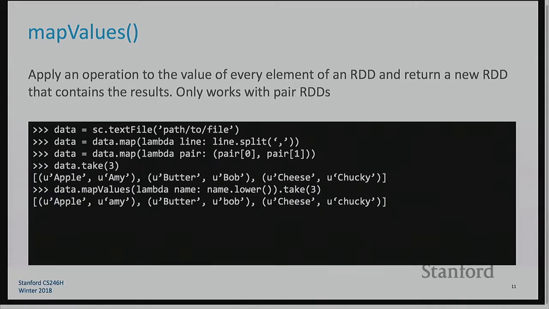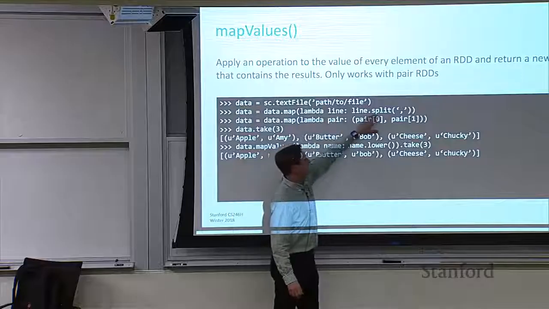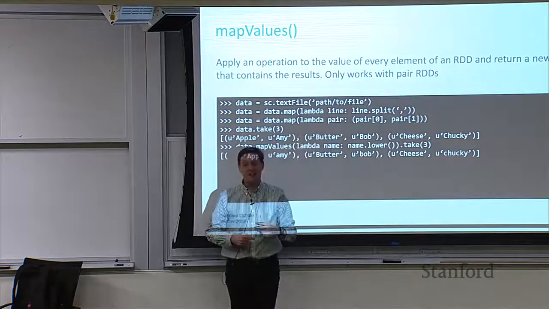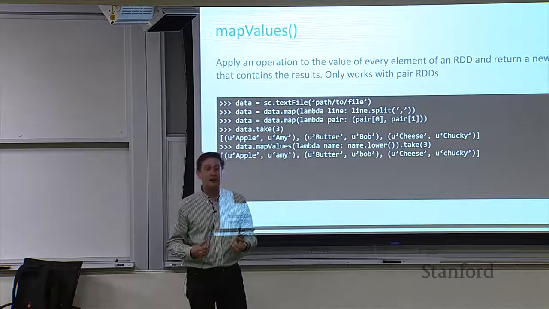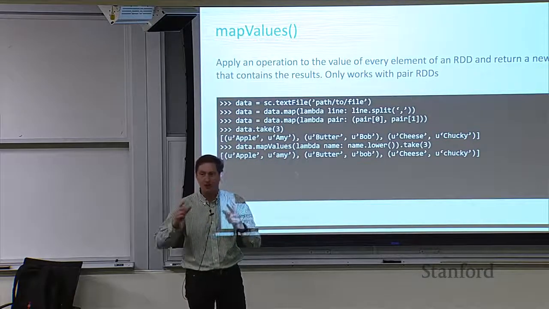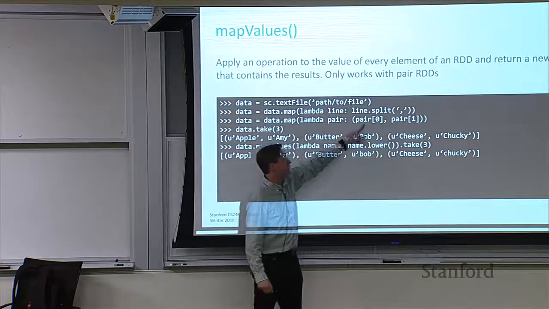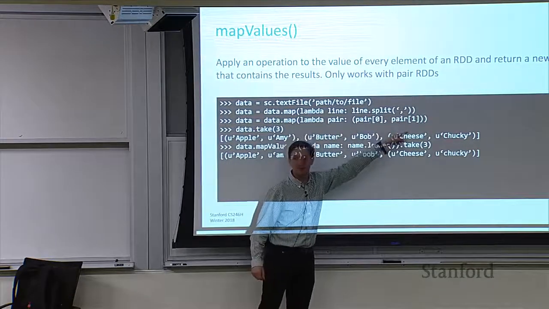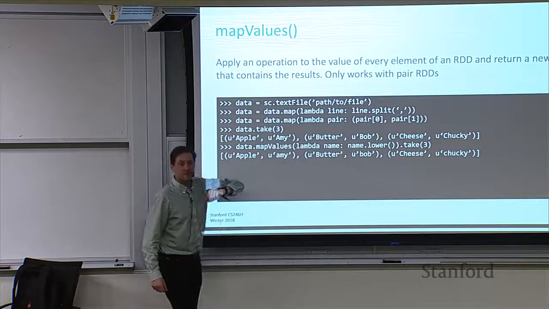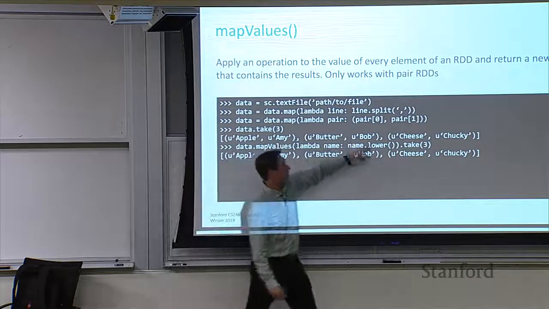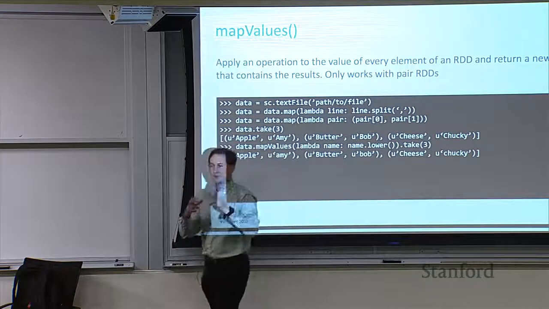So, oh no, I didn't, I'm sorry. All right, let me back up. This gets us to an RDD of arrays, right? An RDD of arrays is just an RDD. It's not a pair RDD. A pair RDD is an RDD of two-element tuples. So I have to do an additional step here to transform the array into a tuple. So now, if I do a take three, you can see I've got tuples of all of those pairs of elements.